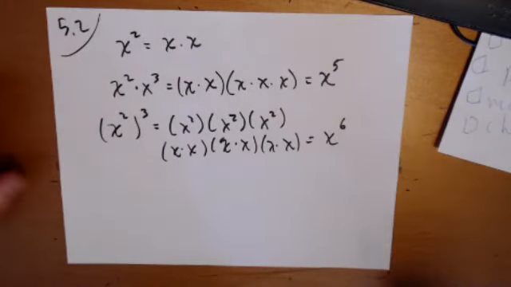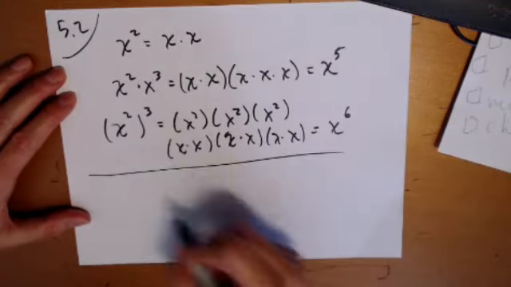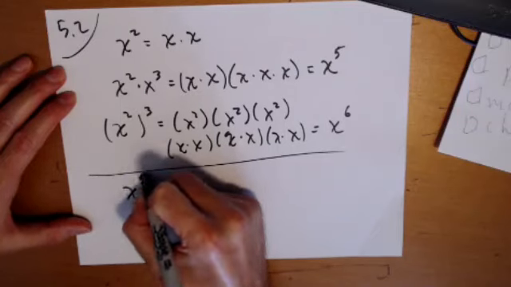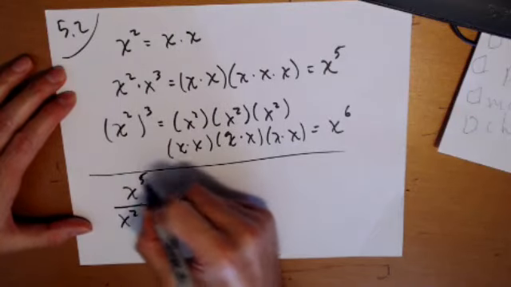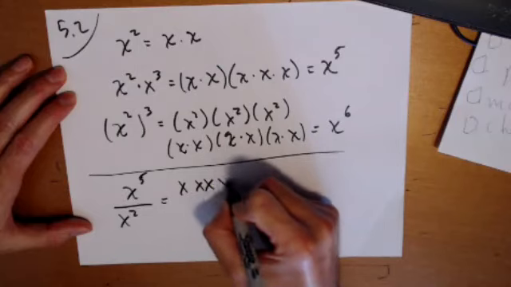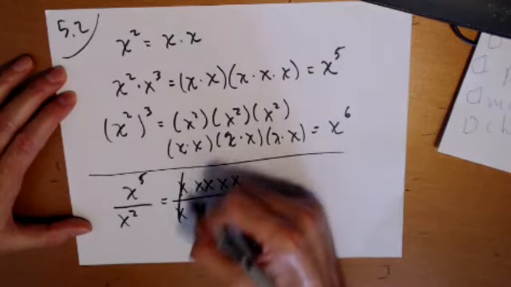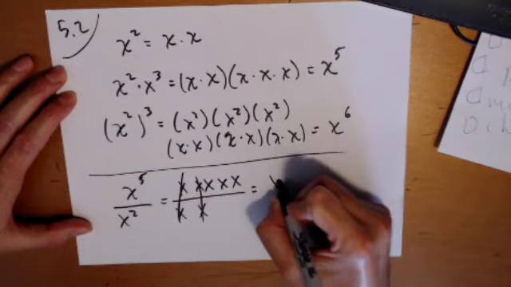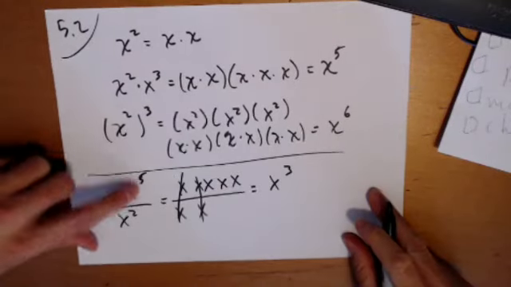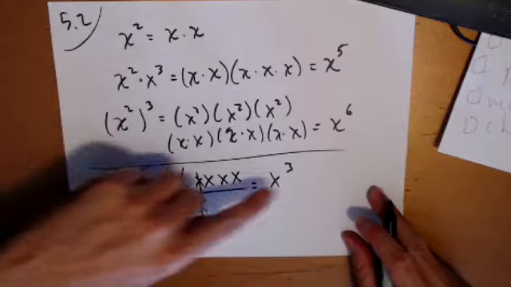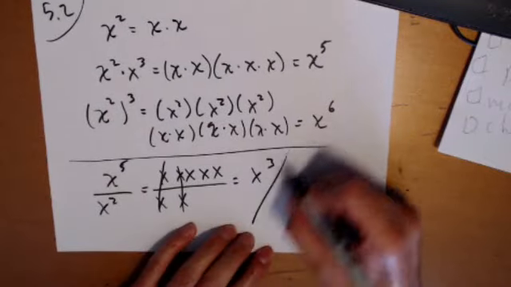Very important. Another idea that's important, let's say you have x to the 5th over x squared. X to the 5th is just x, x, x, x, x. 5 of them, right? X squared is 2 of them. So if you cancel the x over x, you're left with 3 of them. X cubed. Oh, I subtract. Aha. Okay, this is making sense.